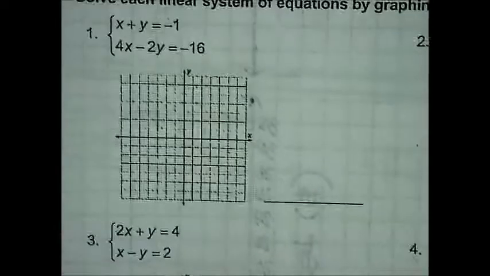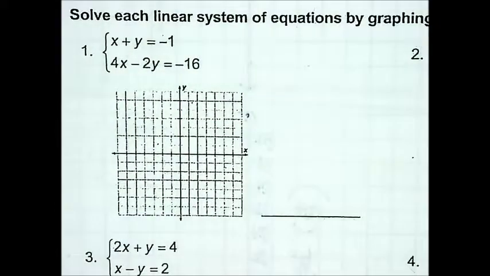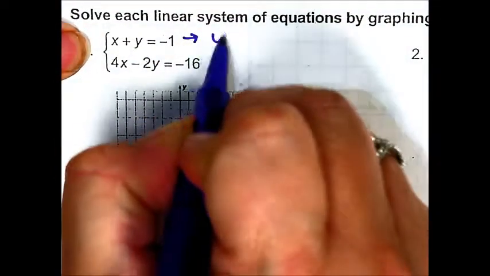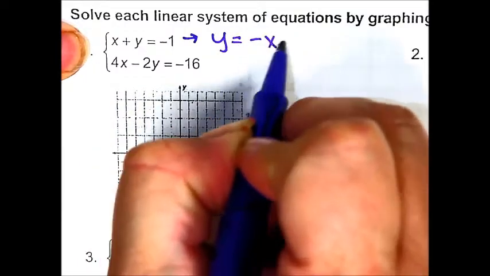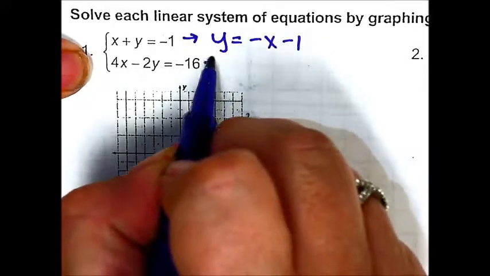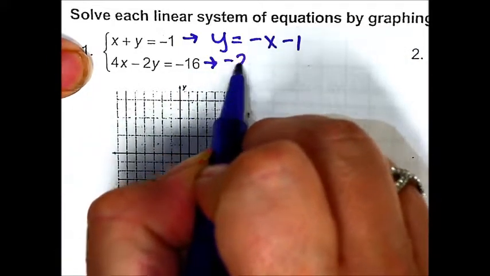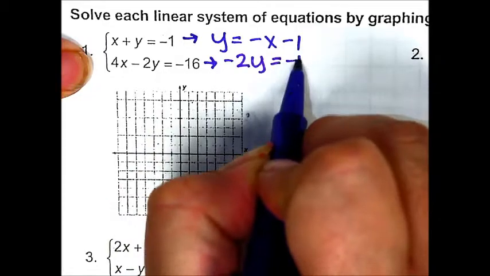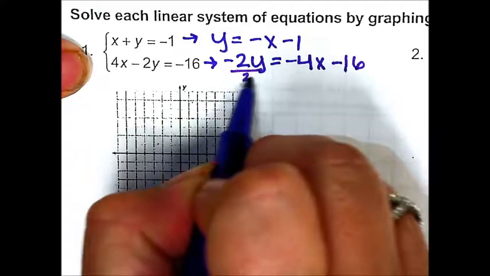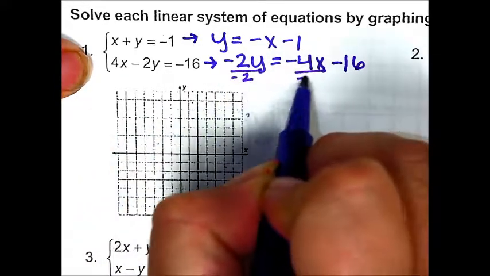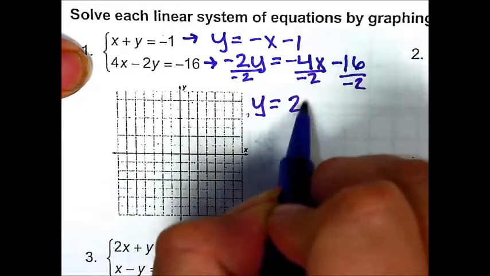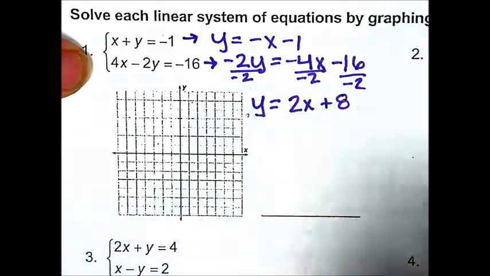Now, it's a little hard to see when we do the graphing, but our first equation, we need to solve for y, so that would be y equals -x minus 1. And the second one, put x on the other side. We have -2y equals -4x minus 16. And then we divide everything by -2. So we end up with y equals 2x plus 8.